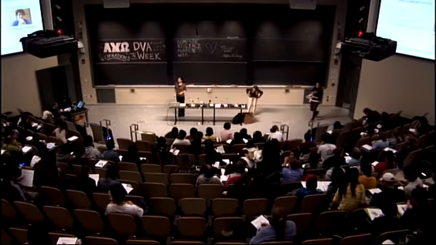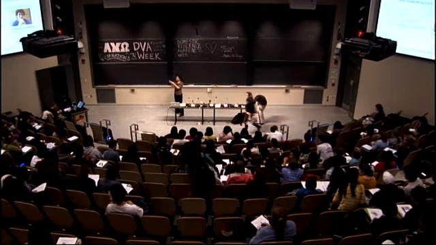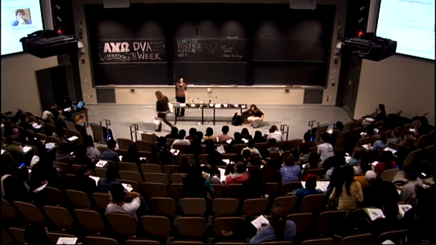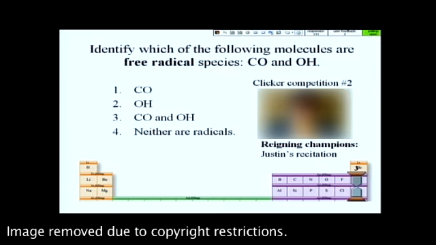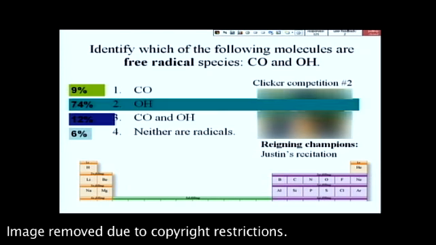10 seconds to answer the first clicker question. As you can see, we're having another competition today, so see if you can beat out Justin's recitation and get the most correct today. This is a topic from Friday, which asks which of the following molecules are free radical species. It looks like most of you got it, that it's OH. Let's quickly go over why, just in case you weren't one of that 74%.